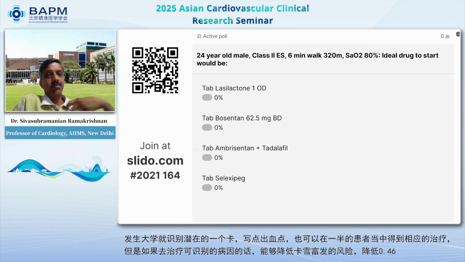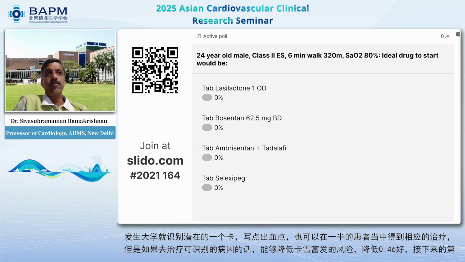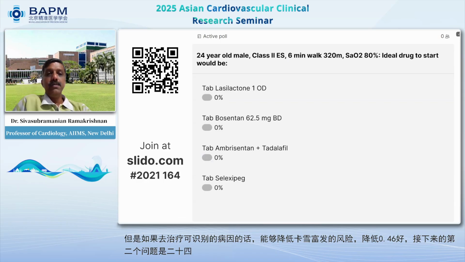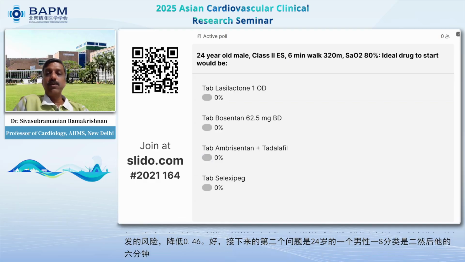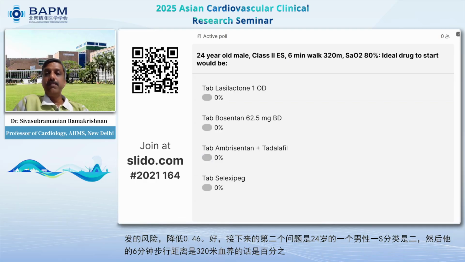So this was my other question. Moving on to the targeted pharmacotherapy. A 24-year-old male with Eisenmenger syndrome, WHO functional class 2, with a 6-minute walk distance of 320 meters and a baseline resting saturation of 80%. What would be the drug therapy to start?